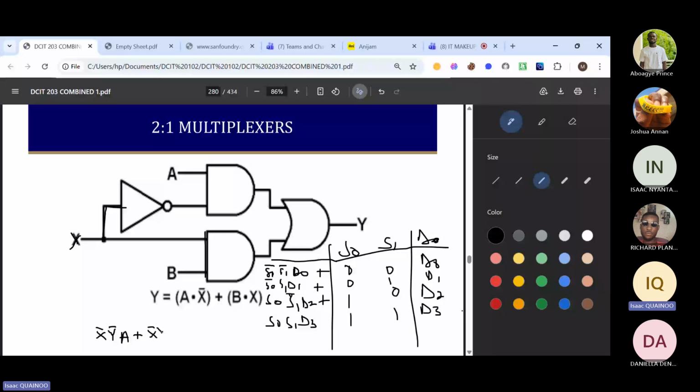And to implement that operation, you are going to use product terms, AND gates, and we combine everything together.